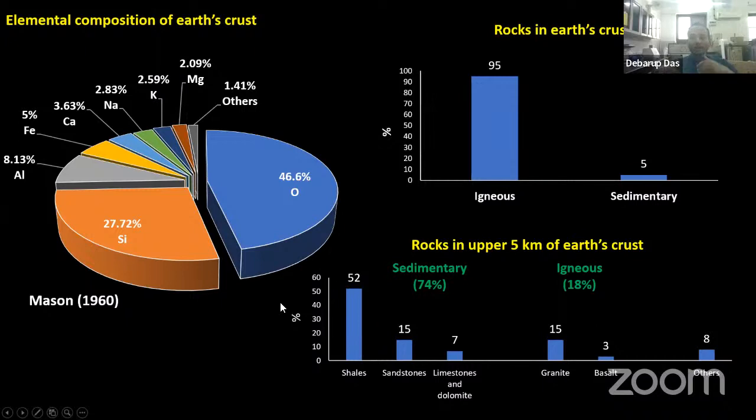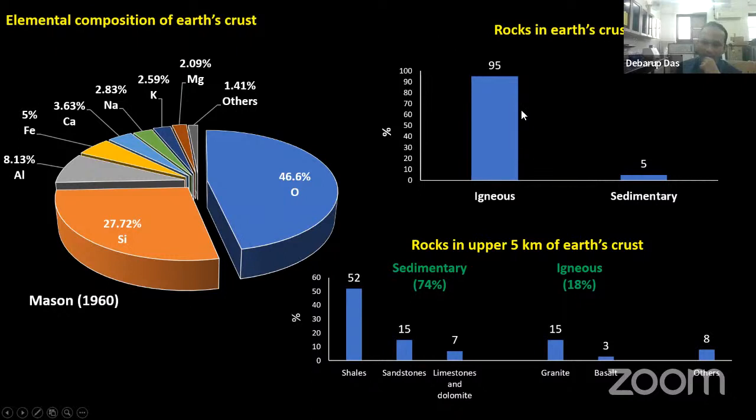However, our main interest is in the upper portion. Rocks in the upper 5 km of the earth's crust are 74% sedimentary, 18% igneous, and 8% others. In this 74% sedimentary, the highest is shales, 52%, then sandstones, 15%, limestones and dolomites, 7%; among the igneous, granite, 15%, basalt, 3%, others. In the upper 5 km, sedimentary rocks are most dominant, out of which shales are most dominant.